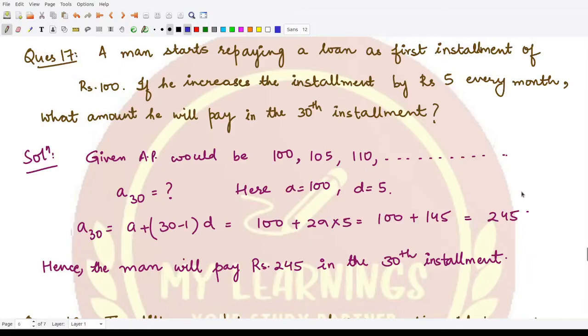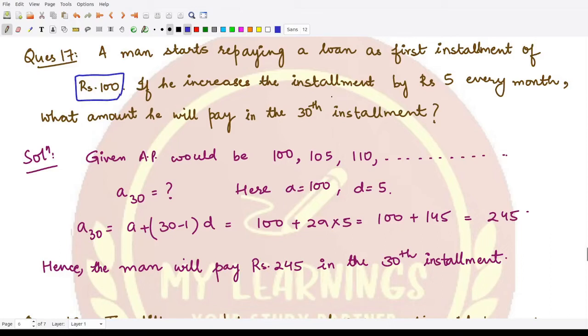In this video, we shall be looking at question number 17 of exercise 9.2. The question says that a man starts repaying a loan with a first installment of rupees 100. So suppose there is some person who has taken a loan from some XYZ bank. He needs to return the money in installments. In the first installment, he is to pay rupees 100.